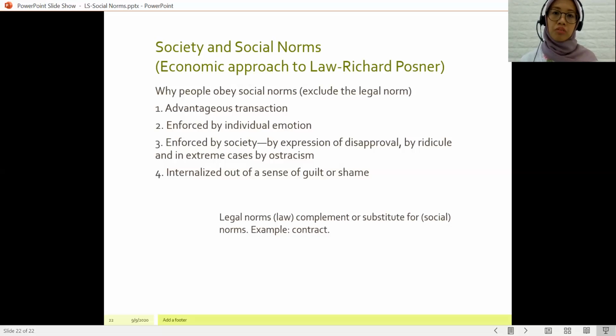Next is by expression of disapproval, by ridicule, and in extreme cases, by ostracism. For instance, in decency norms, people follow it. For instance, in one certain area, it is prohibited for you to come home after 11. It is not under the regulation of the law, but it is under the decency norm. If you do violate that norm, people will talk about it, and they may also confront you because of your action. And it is also internalized out of a sense of guilt or shame. We violate the rules of religion, for instance, and we feel guilt or shame because we do so. It is not something outside us, but it comes from our inner self.